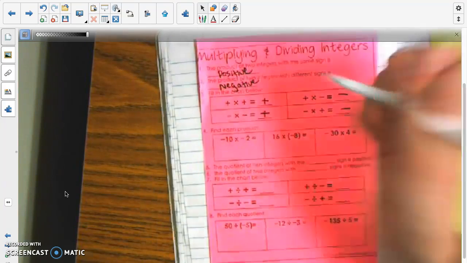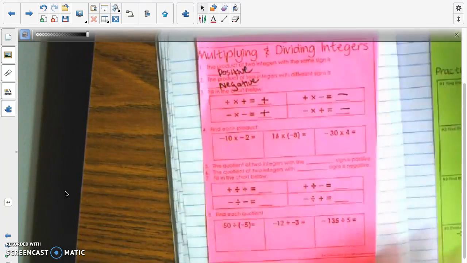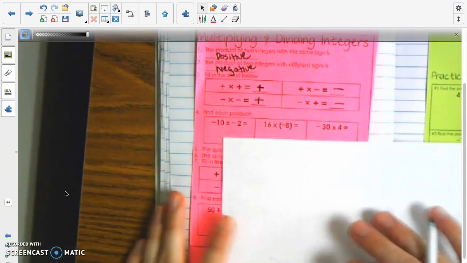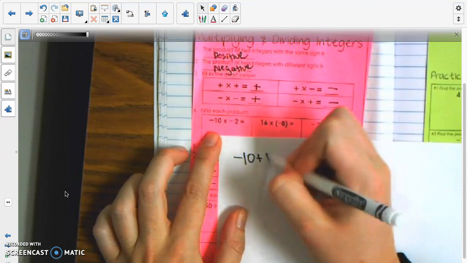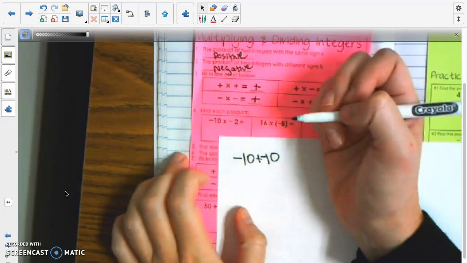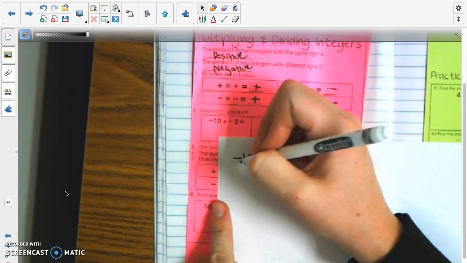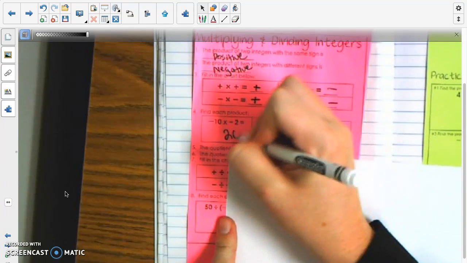So we want to find each product. So negative 2 times negative 10. So what it really looks like if we wanted to write that out to see why it's going to be a positive answer. So I'm going to take negative 10, and I'm going to add it 2 times. But remember, this negative sign means to do the opposite. So what's the opposite of negative 10? Positive 10. And 10 plus 10 is 20.